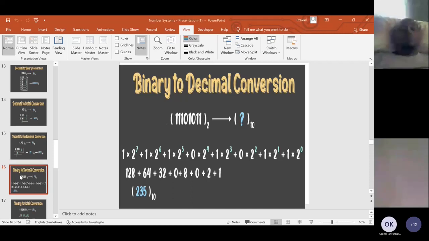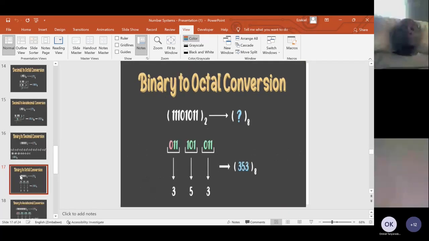Yes. Now we go to the next conversion, whereby we convert binary to octal. I'm not sure. I'll leave it to someone else. Do we have someone from group one who wants to proceed from here?